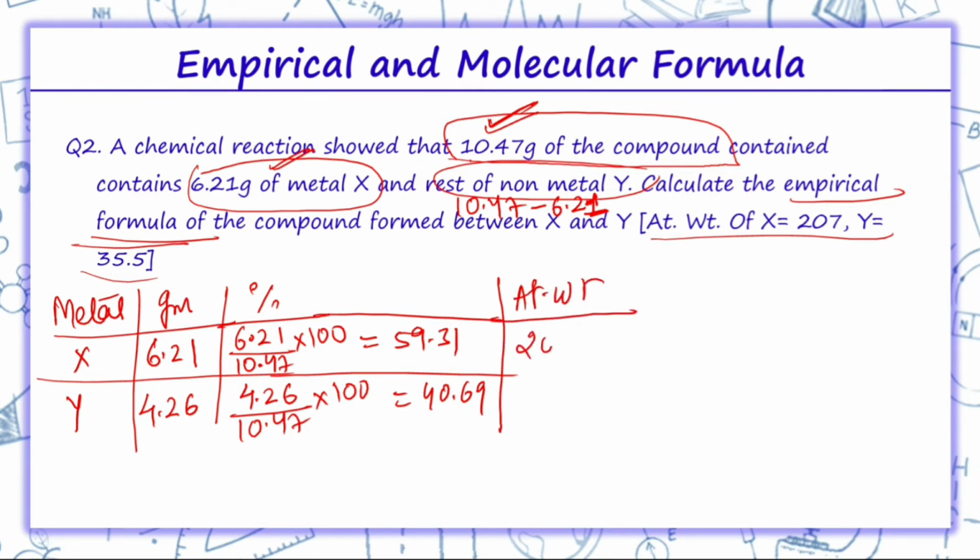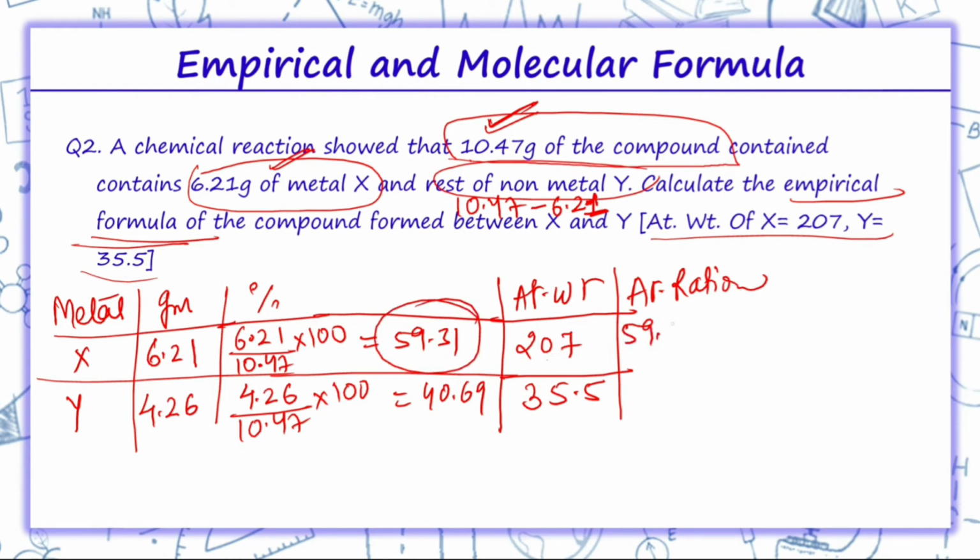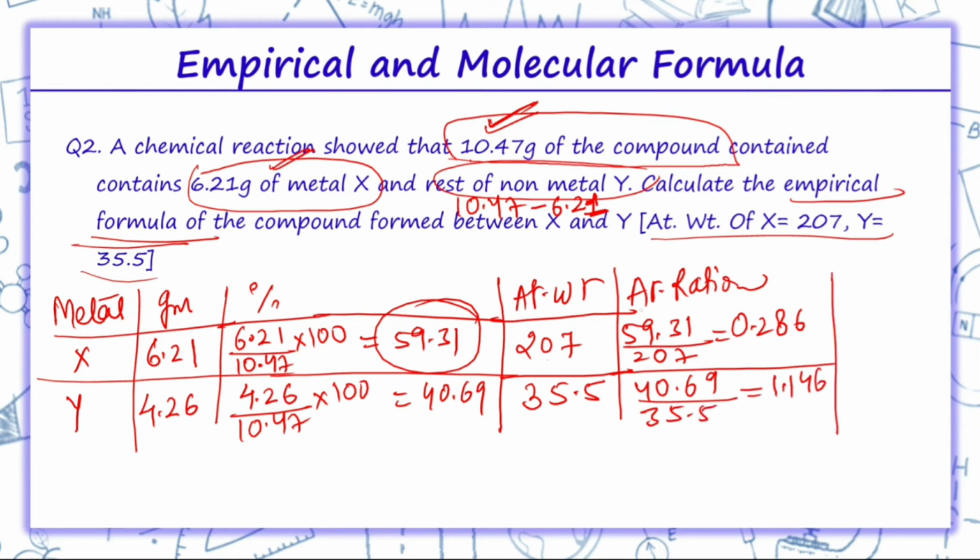Now we are aware of the atomic weights. X has atomic weight 207 and the atomic weight of Y is 35.5. Then we will find out the atomic ratio. So atomic ratio, the percentage has to be divided by what? By atomic weight. 59.31 divided by 207 is equal to 0.286. Similarly, 40.69 divided by 35.5 is equal to 1.146.